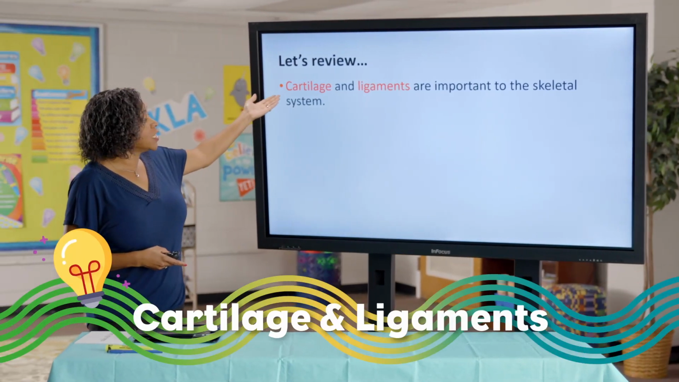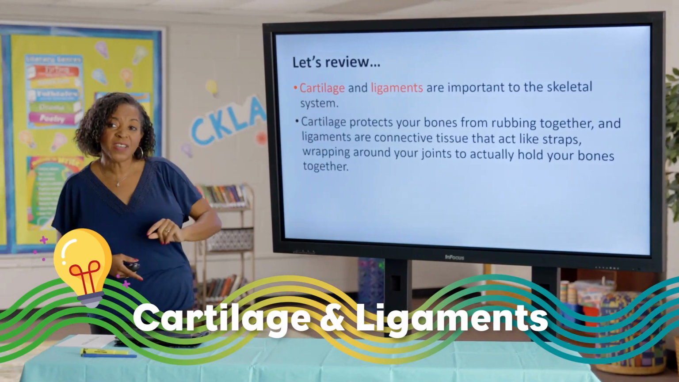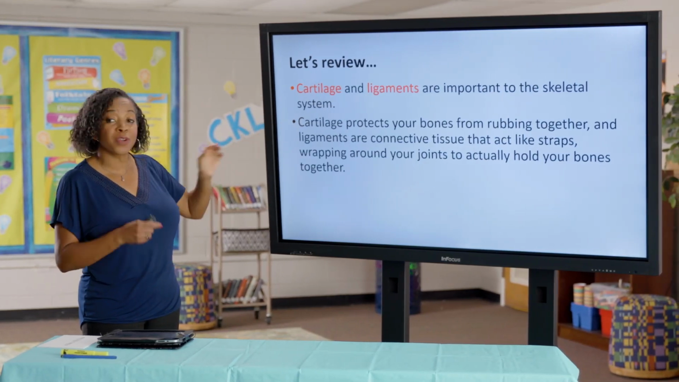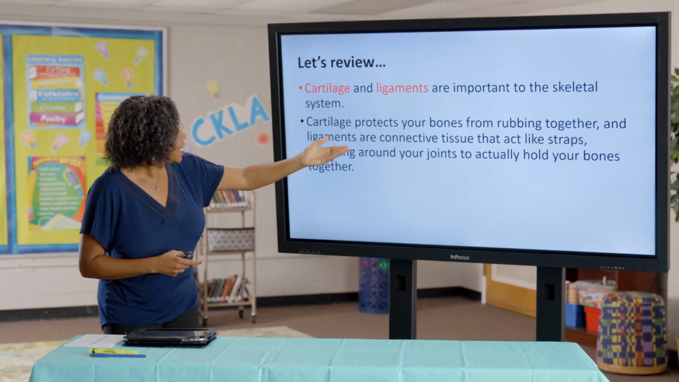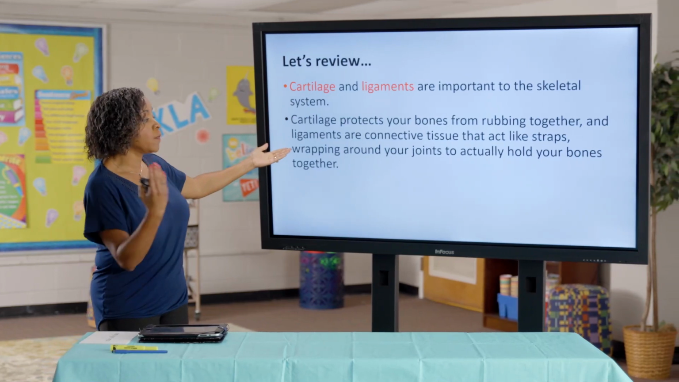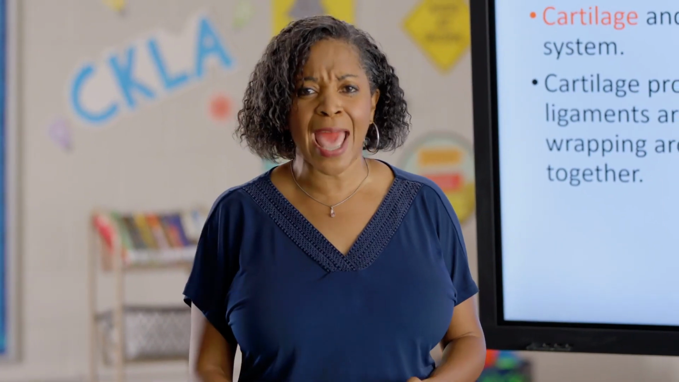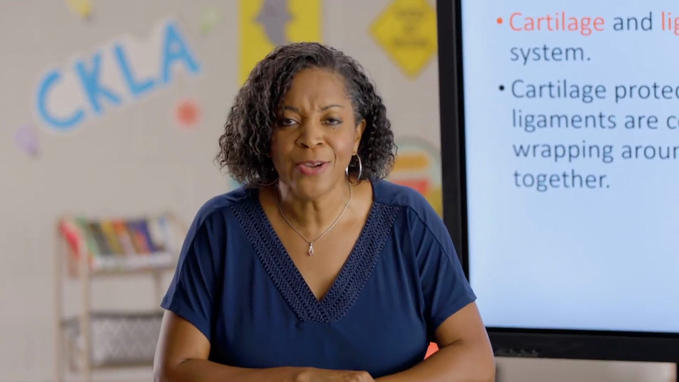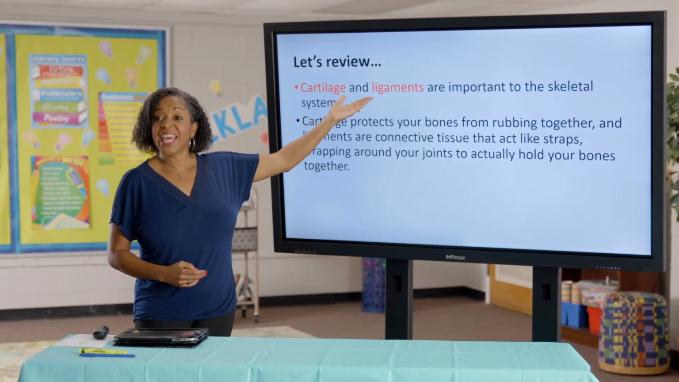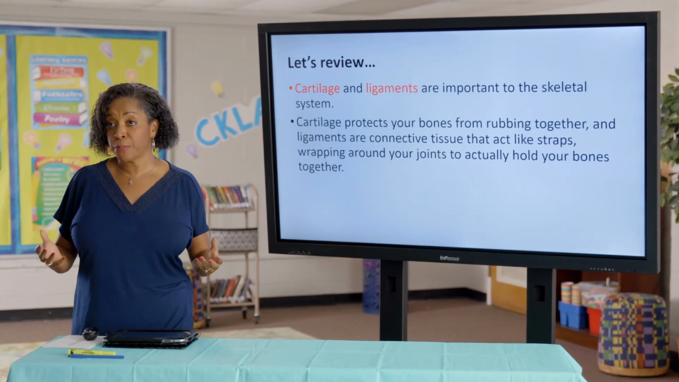We also learned that cartilage and ligaments are important to the skeletal system. And what's the purpose of the cartilage and ligaments? Cartilage protects your bones from rubbing together. Remember, cartilage is between a lot of your bones. And ligaments are connective tissue that act like straps, wrapping around the joints to actually hold your bones together. Remember at the beginning of the last lesson, I asked, are our bones glued together? Of course not. So now we know that we need both cartilage and ligaments to help our bones to stay together in the joints and also to help protect them.